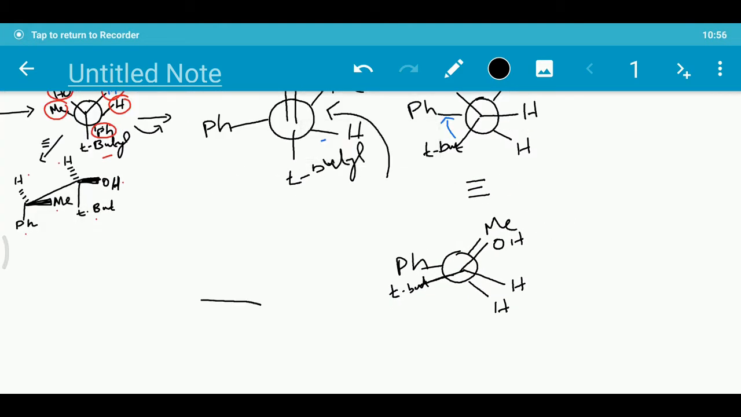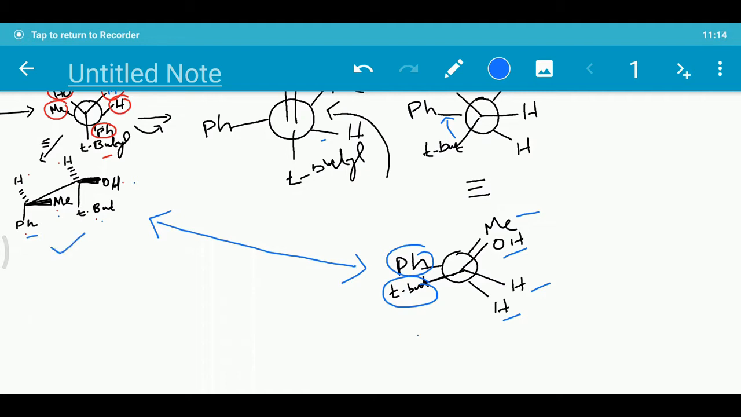Now, if we could compare these two structures, just compare these two structures. So I have my phenyl and tertiary butyl eclipsing each other, yes. I have my methyl and OH eclipsing each other, yes. I have my hydrogen and hydrogen eclipsing each other. Therefore, these two structures are same.